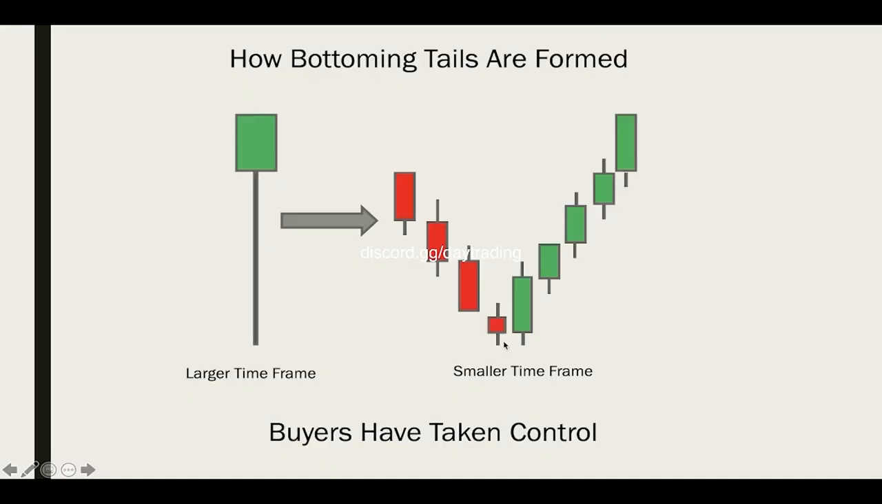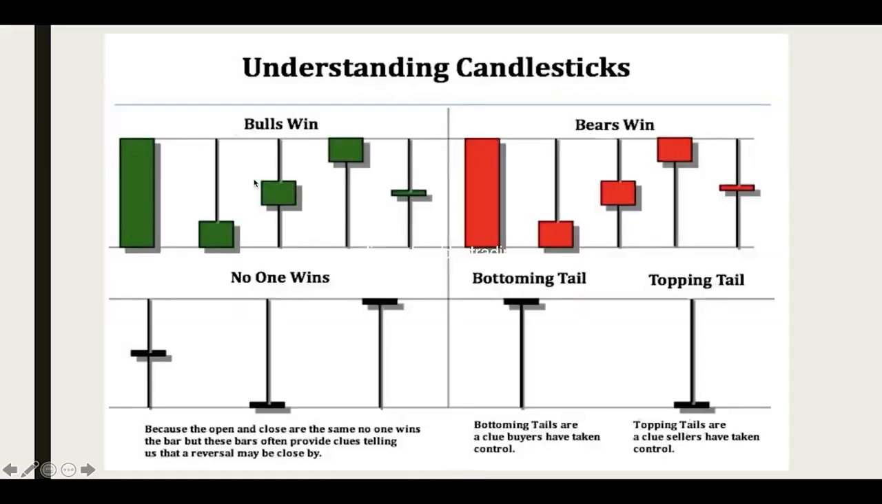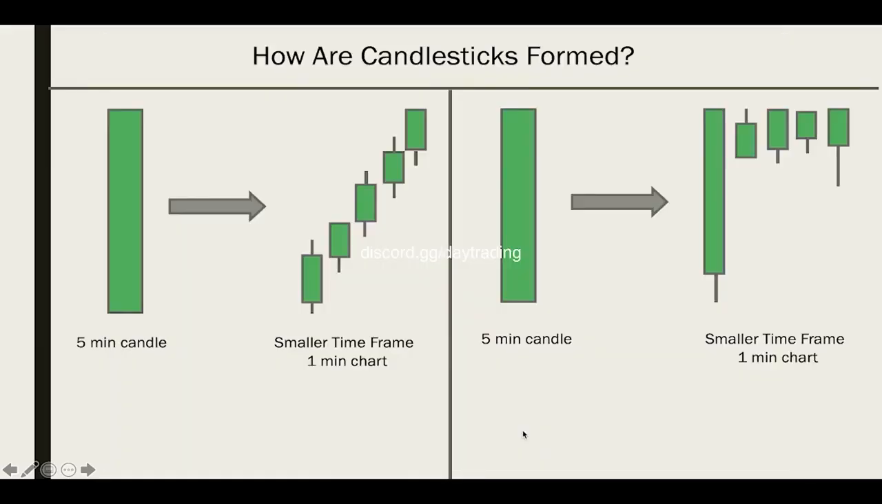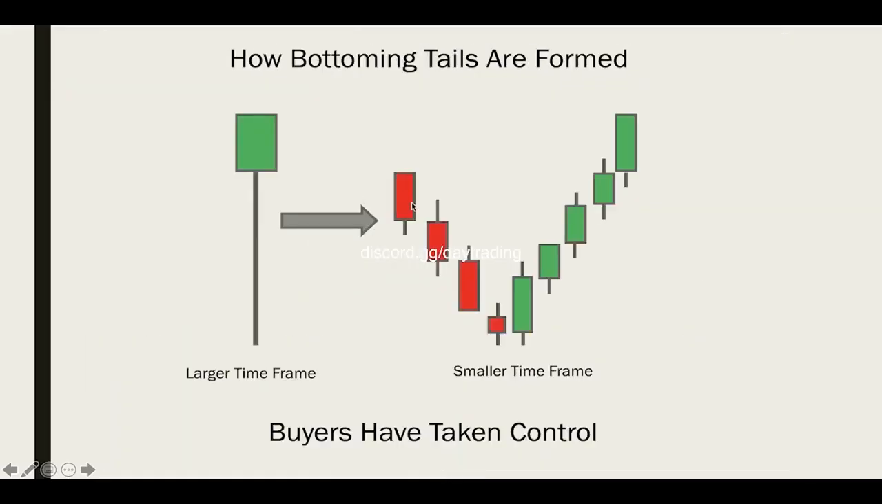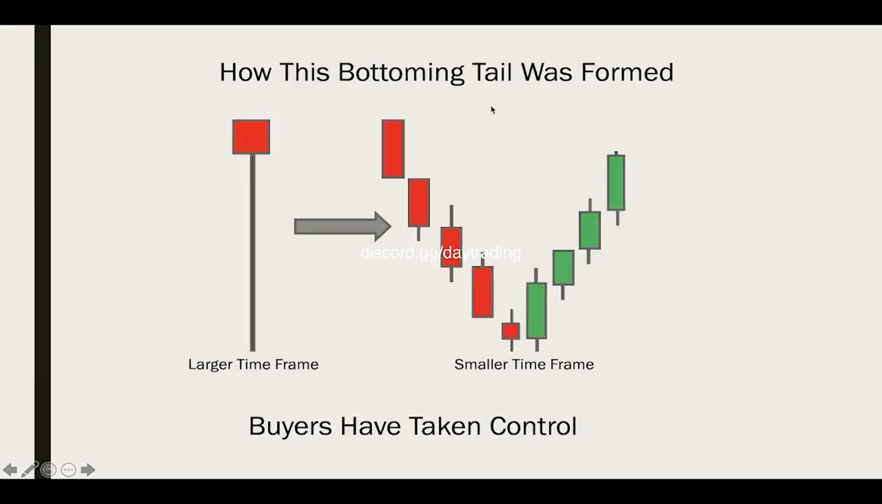So we open at this price. We drop all the way down to make absolute lows, and then the buyers show up and bring it all the way back up to make new highs. So this is a bottoming tail, guys. Remember, a bottoming tail is a clue the buyers have taken control. And this kind of makes sense, right? The sellers came in, but then the buyers dominated. They brought it all the way back up to make new highs. So this gives you insight on how a bottoming tail is formed. And at the end of the day, we see that the buyers have taken control.